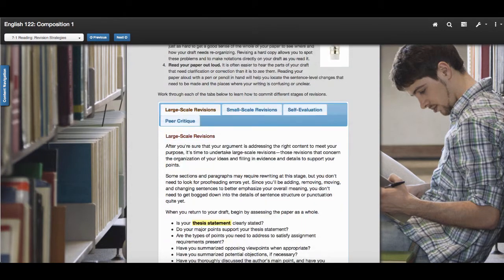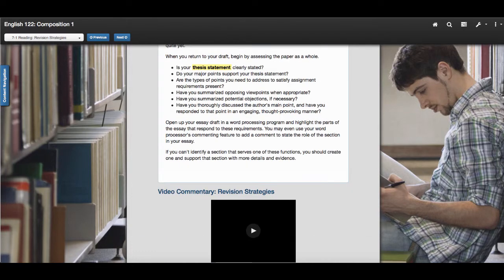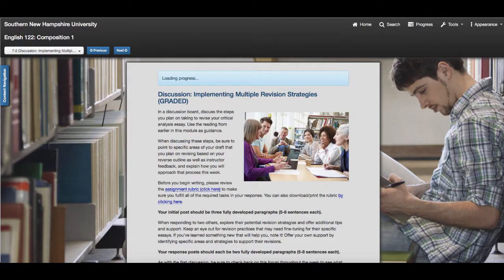Make sure you look at all of these large scale and small scale revision tabs, what to do with self-evaluation, and then what to do with a peer critique. The discussion is implementing multiple revision strategies. So in this discussion, you're going to be discussing the steps you plan on taking to revise your critical analysis essay. You want to use the reading that I just went over briefly for guidance in this.